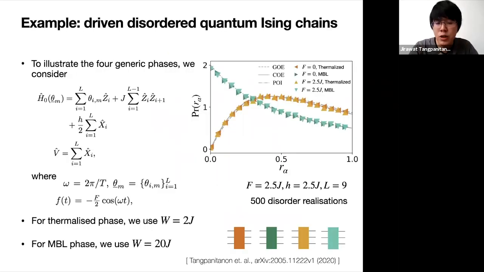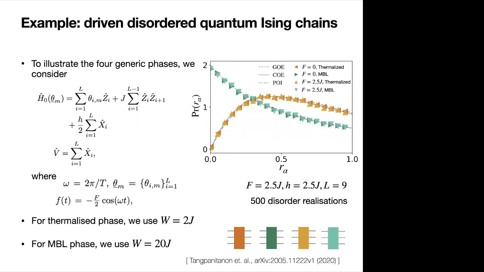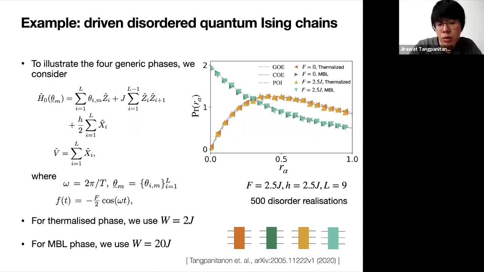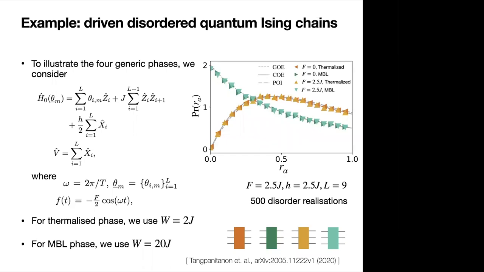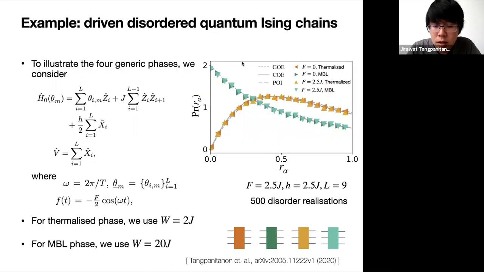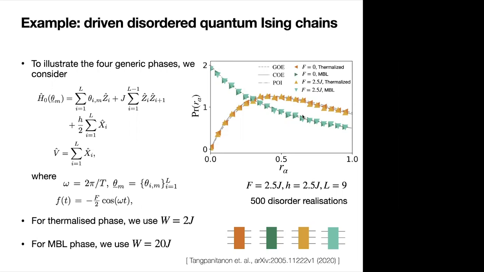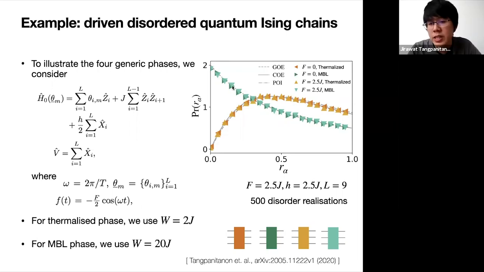Now here, just to show you an example of a physical system that can display these four phases. It's basically the same 1D Ising model as before, but now I change W to 20J, where J is the coupling, in order to get the many-body localization. And so the graph here is what is expected from the COE and Poisson. You can see that everything matches the prediction quite nicely, and COE and GOE are very close to each other.